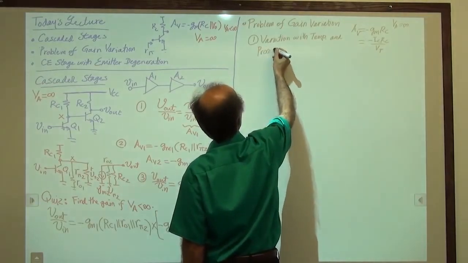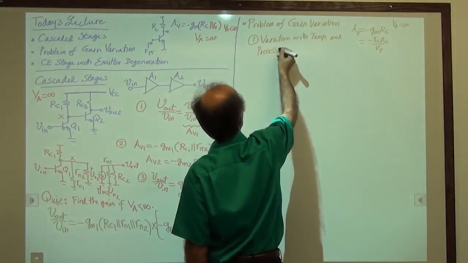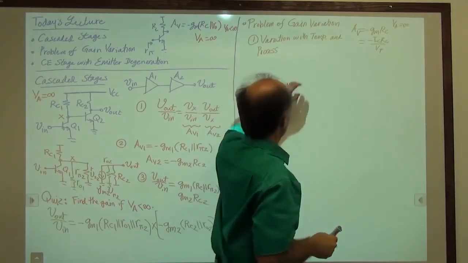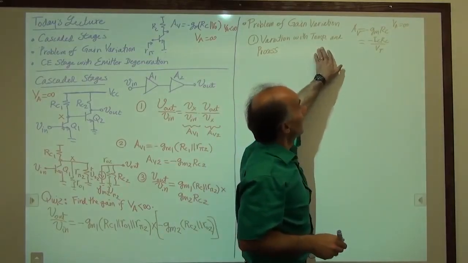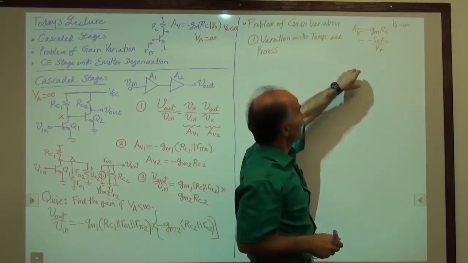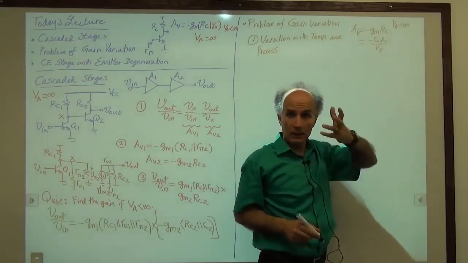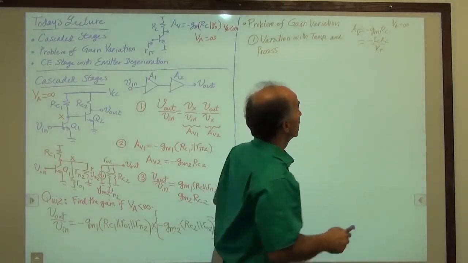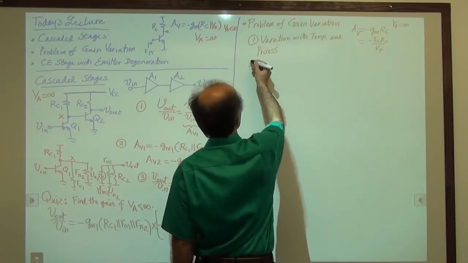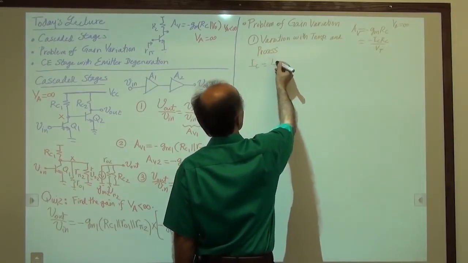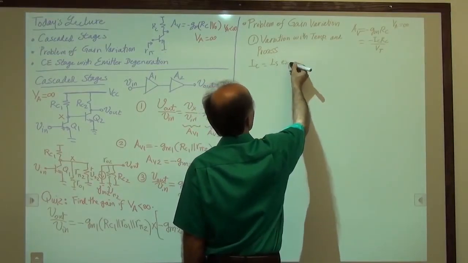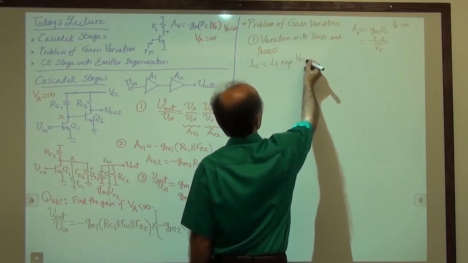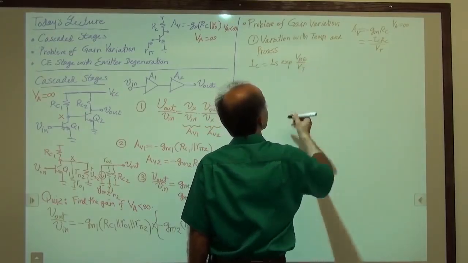I have to tell you what that means, process, but we'll get there. All right, variation with temperature. Is that obvious? That's sort of obvious. IC, the collector current of the device, is given by IS exp of VBE over VT.